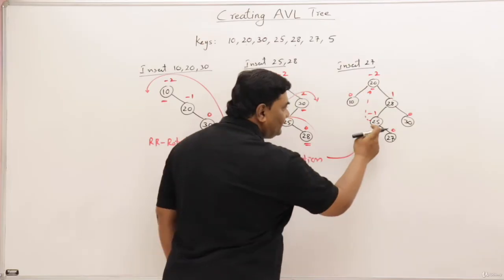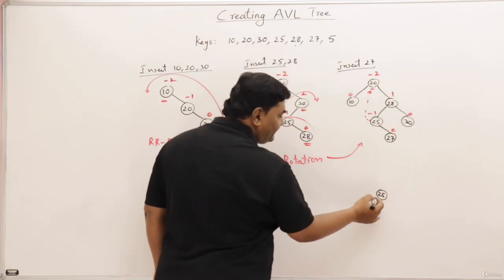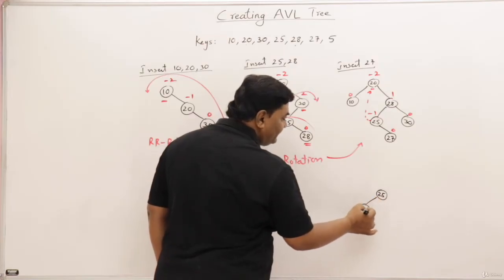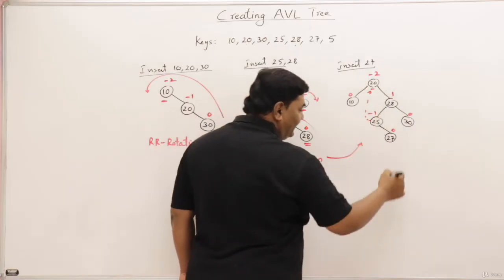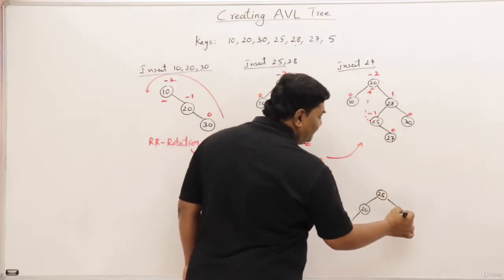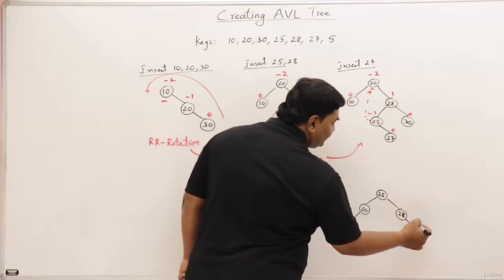So I will draw it here. 25 will move up. Then 20, the present root, will come on the left hand side. 10 will remain its left child only. Then on the right side it was 28, so 28 will remain in its own place. Then 30 was its right side, so it remained in its own place.